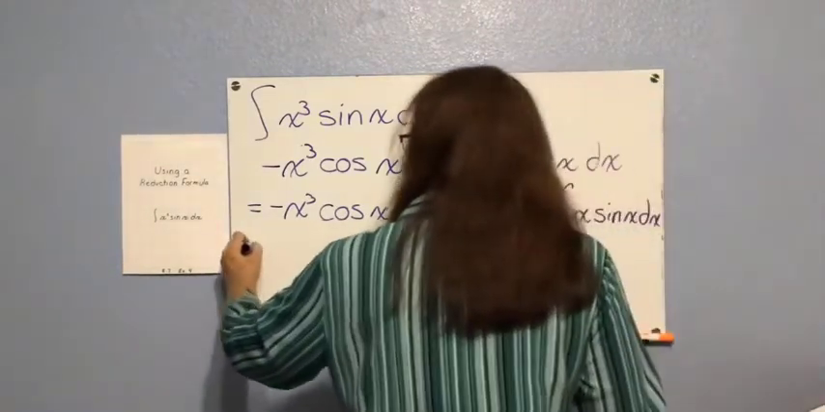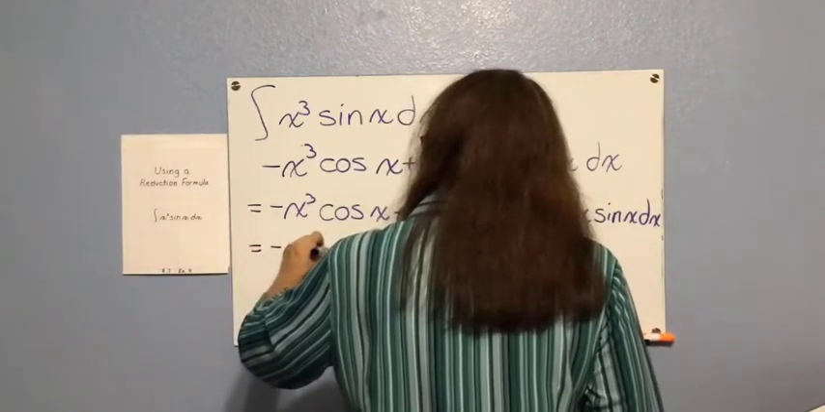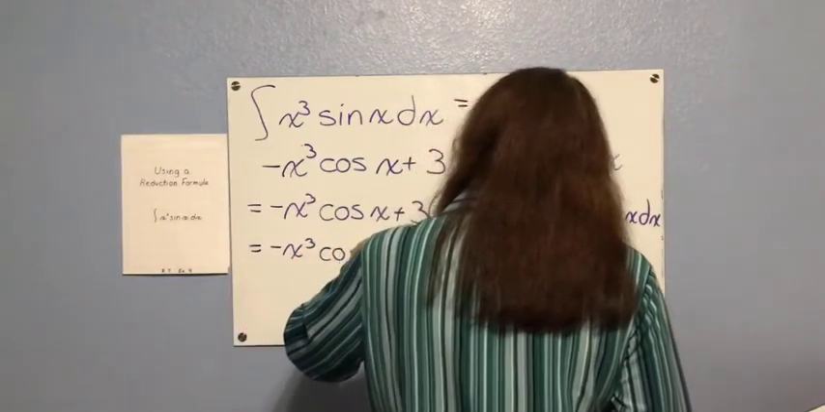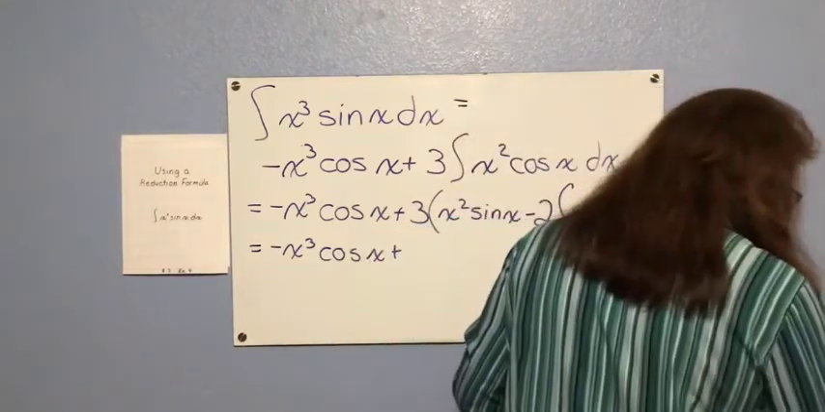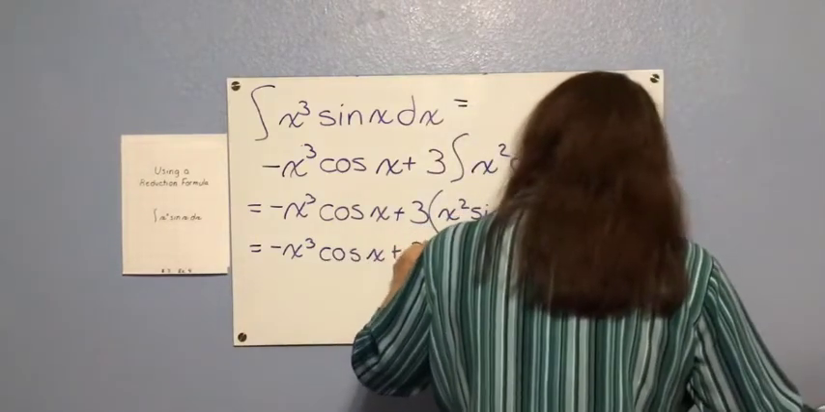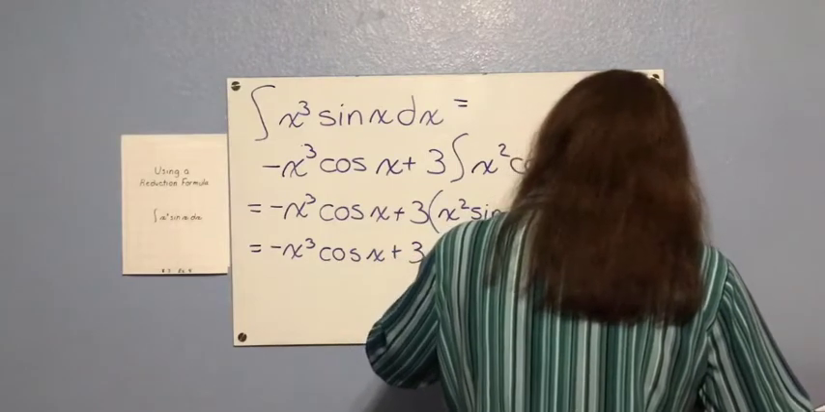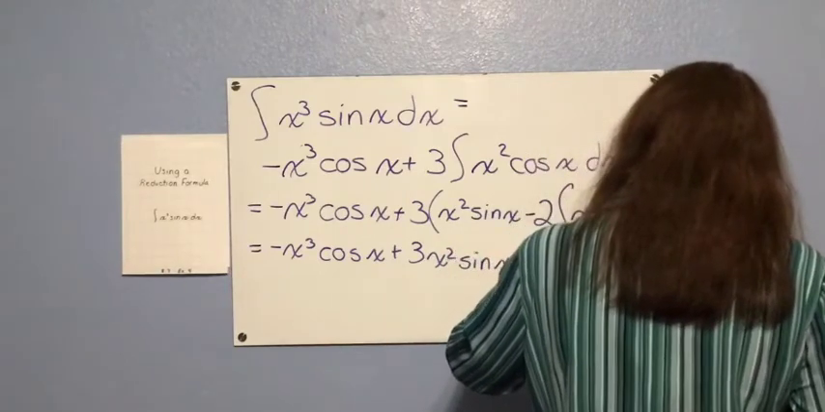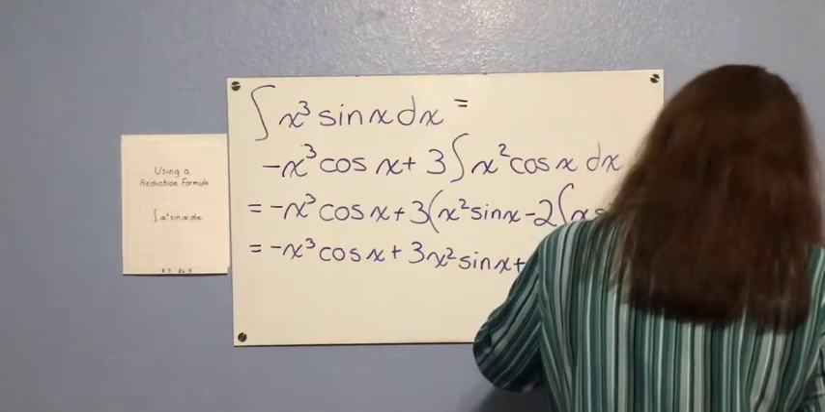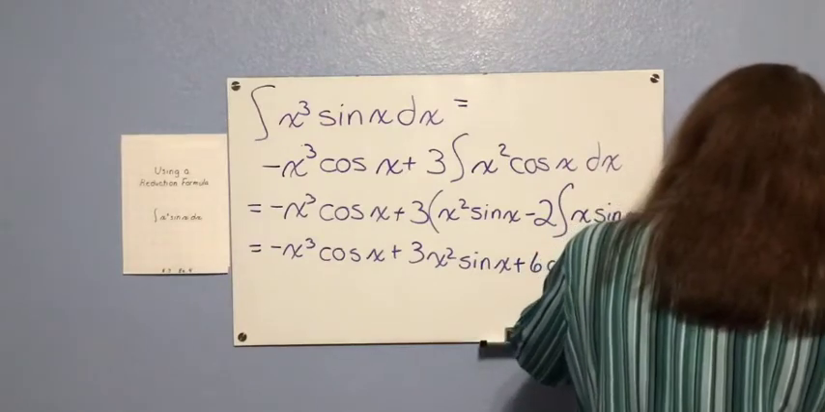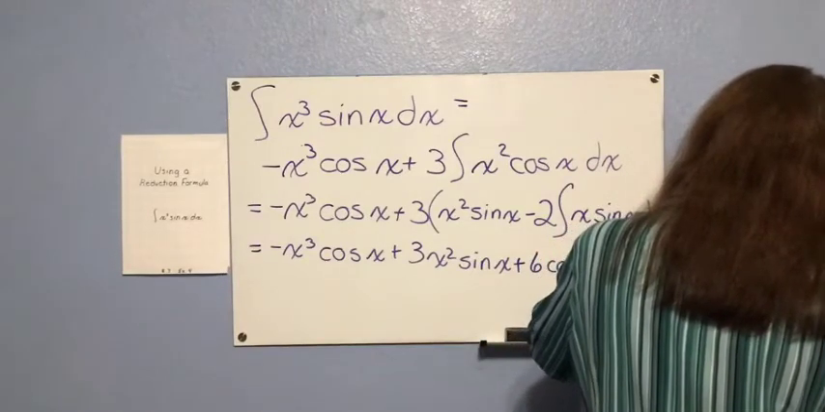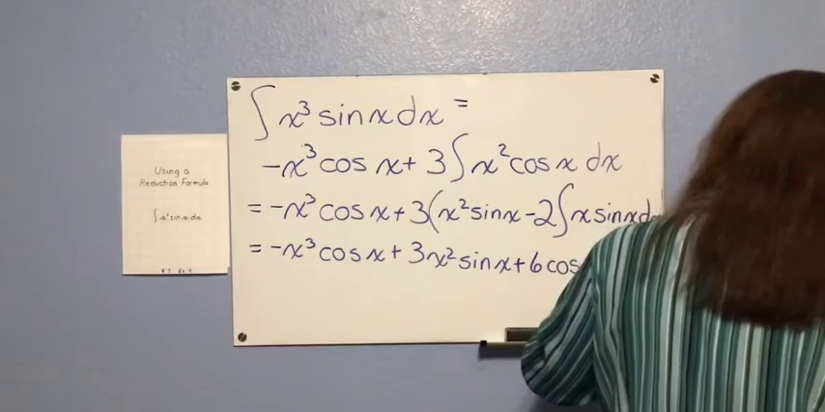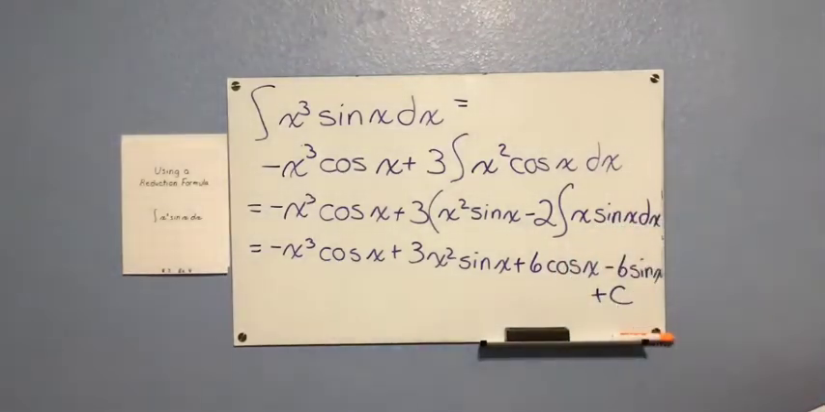And finally, we get negative x cubed cosine x plus 3x squared sine x plus 6 cosine x minus 6 sine x plus C. So a lot of work, but we were able to come up with an answer.